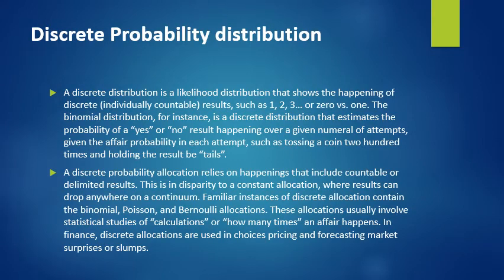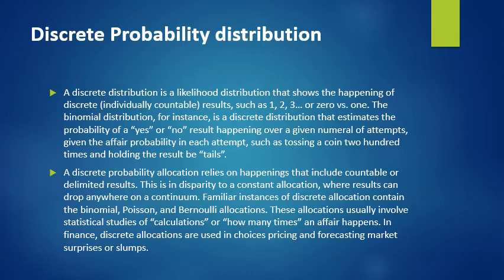Discrete probability distribution. Discrete distribution is a likelihood distribution that shows the happening of discrete individual countable results such as 1, 2, 3 or 0 versus 1. The binomial distribution, for instance, is a discrete distribution that estimates the probability of a yes or no result happening over a given number of attempts, given the probability in each attempt, such as tossing a coin 200 times and holding the result of heads or tails.